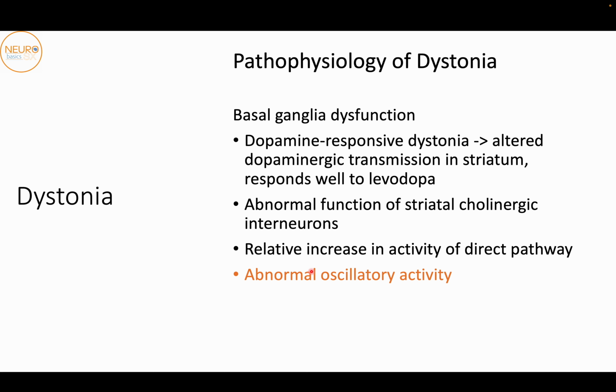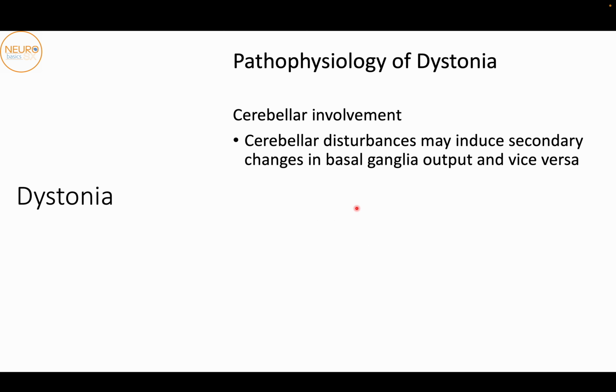But apart from this, you can also have other dysfunction. There is an entity known as dopamine responsive dystonia, which happens because of altered dopaminergic transmission in the striatum, and it actually responds quite well to levodopa. There might be other problems also, like the cholinergic interneurons might be affected, or there might be an increase in the activity of the direct pathway, which might be causing dystonia. But currently, the important thing to remember is abnormal oscillatory activity.